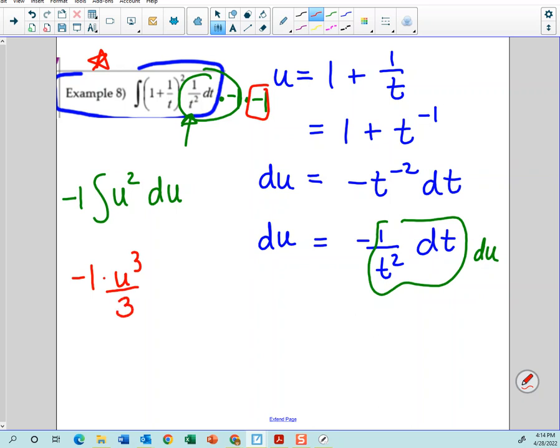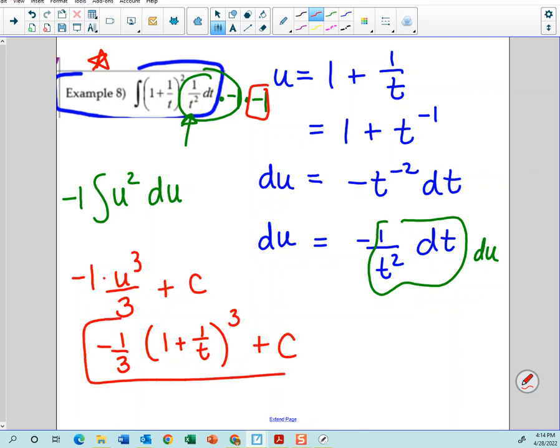So that's what this is going to look like. The antiderivative of u squared is u cubed over 3. So how about I'll make that -1/3 times the quantity 1 plus 1 over t, cubed, plus c.